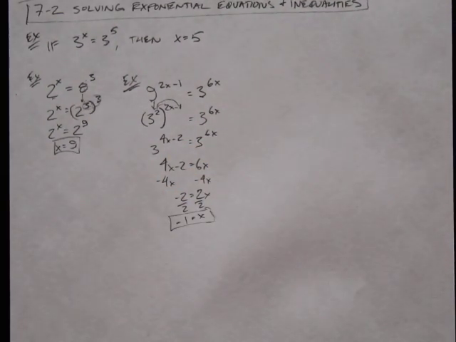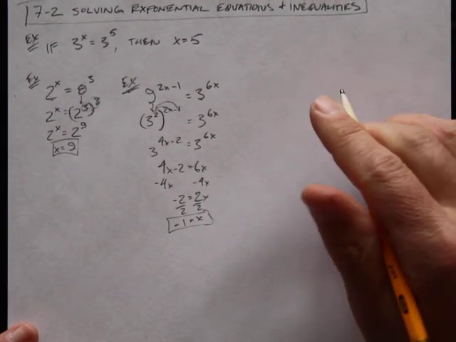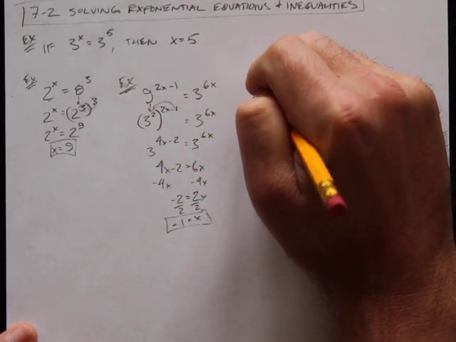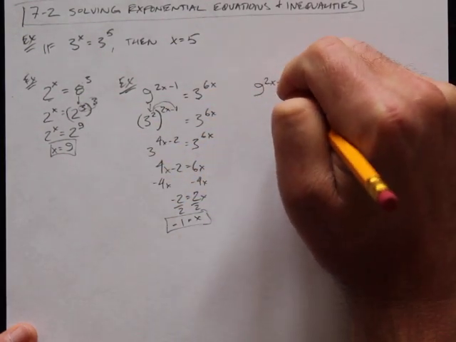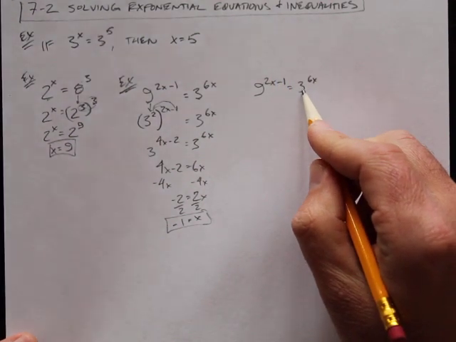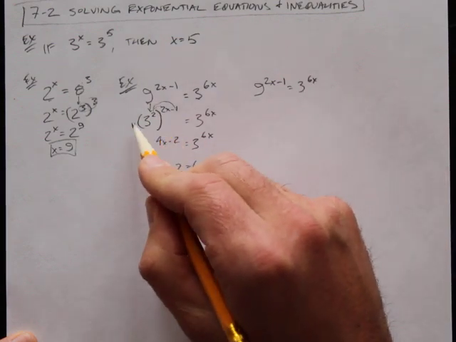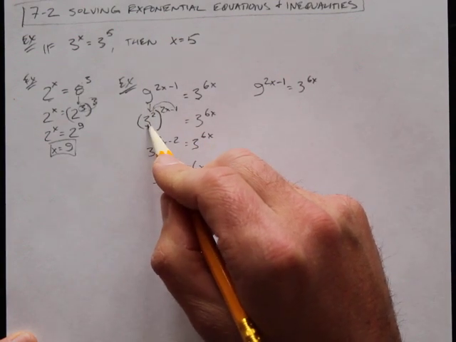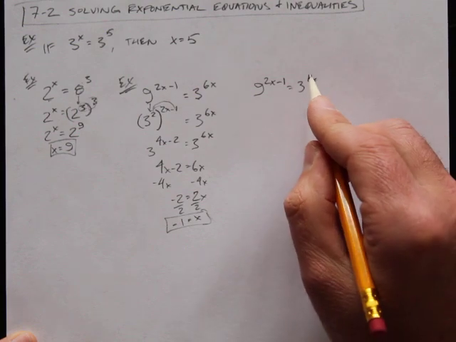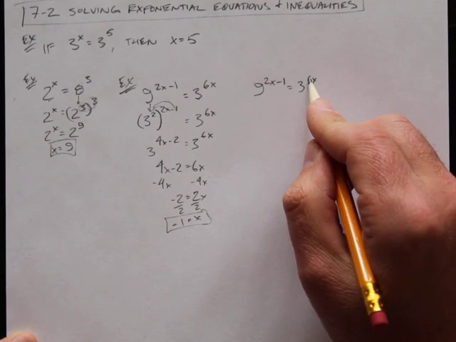Actually, let me show you another way you can solve this same one here. 9 to the 2x minus 1 equals 3 to the 6x. I want this 3 to be 9 this time. So this last time I made the 9 a 3. This time I'm going to take this 3 and make it 9. And the way I do that is I need to take 2 out of here.